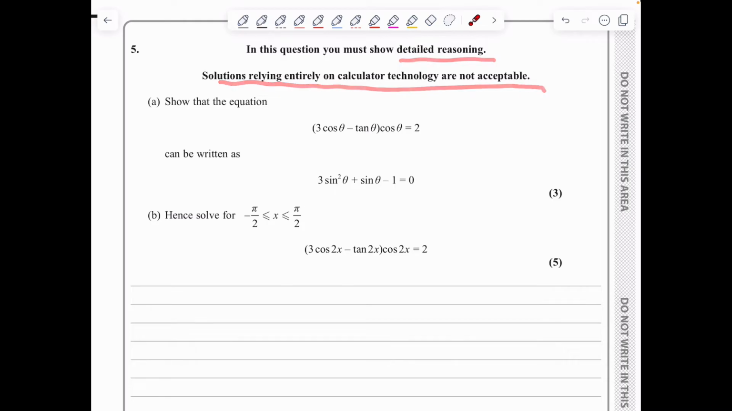In question 5, we need to show detailed reasoning, and solutions relying entirely on calculator technology are not acceptable. Well, so we need to make sure that we are showing every single step of the work here. And we start off by having to show that the equation 3 cos theta minus tan theta times cos theta is 2 can be written as a quadratic in sine.